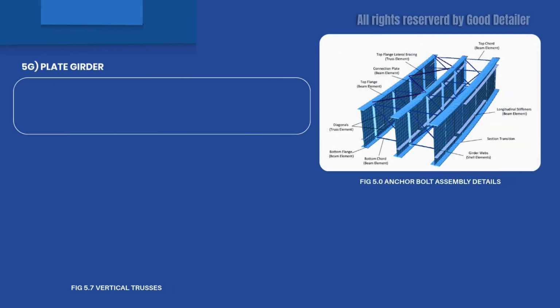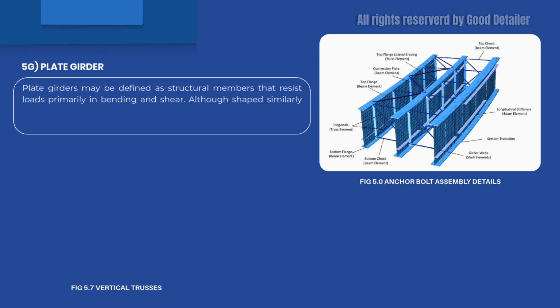5G. Plate girder. Plate girders may be defined as structural members that resist loads primarily in bending and shear. Although shaped similarly to the commonly used hot-rolled steel I-beams, plate girders differ from them in that they are fabricated from plates.